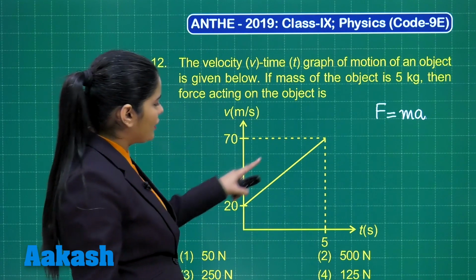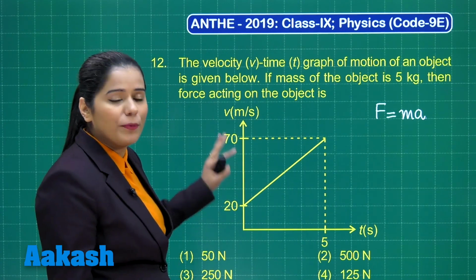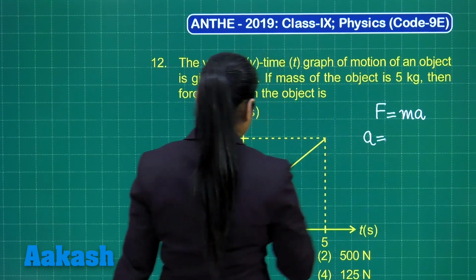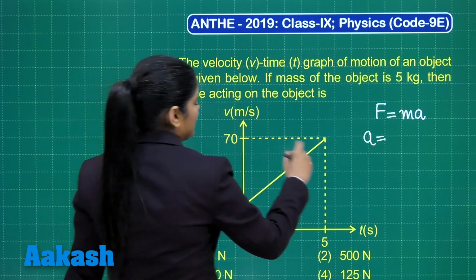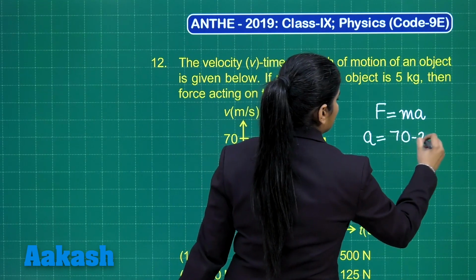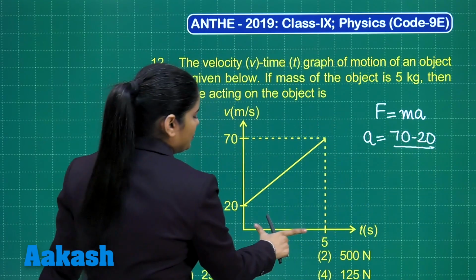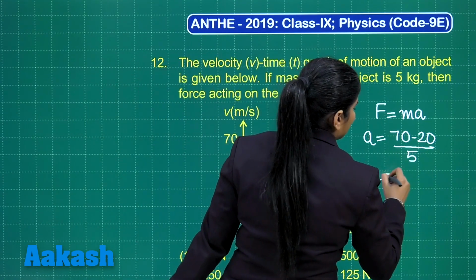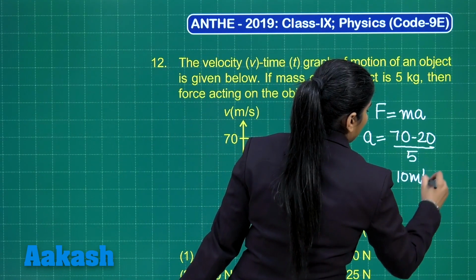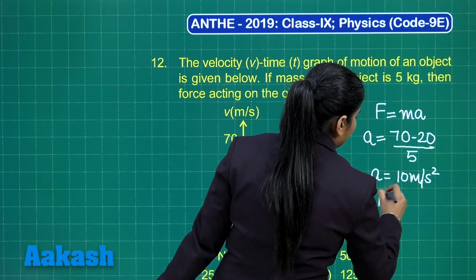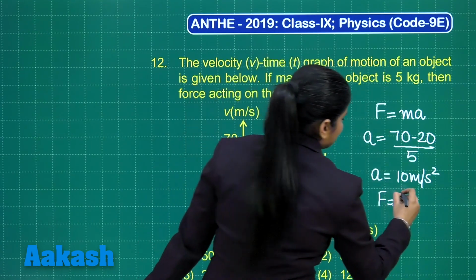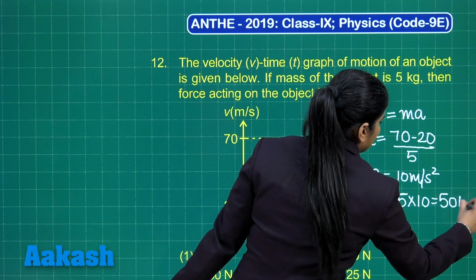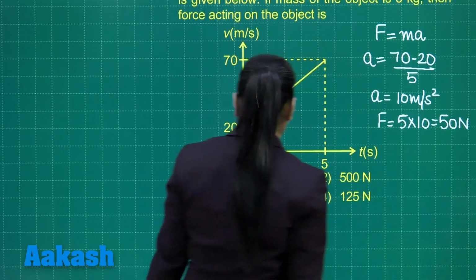From this graph you can find out the acceleration. We know the slope of the VT graph gives us acceleration. So acceleration will come out to be, the velocity changes from 20 to 70. So this will be 70 minus 20 divided by, in how much time has this change taken place? In 5 seconds. So this acceleration comes out to be 10 meter per second square. When you substitute the values to calculate the force, mass is 5 and acceleration is 10. So this is simply 50 Newton, which is again a very simple question to calculate.